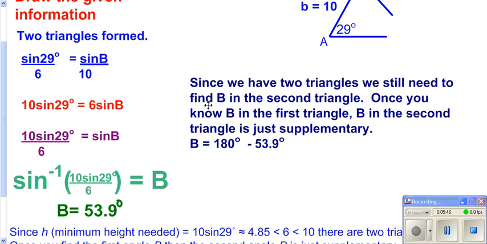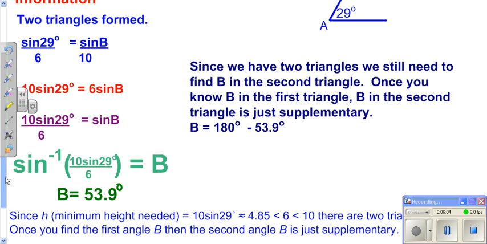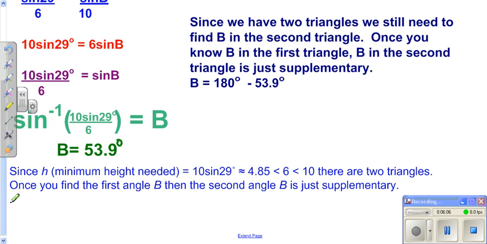When you're dealing with a two-triangle situation, your second angle B is always supplementary to your first angle. So to find your second angle B, it's just going to be 180 degrees minus 53.9. So your one answer is 53.9, and your second answer would be what you get when you subtract these two.